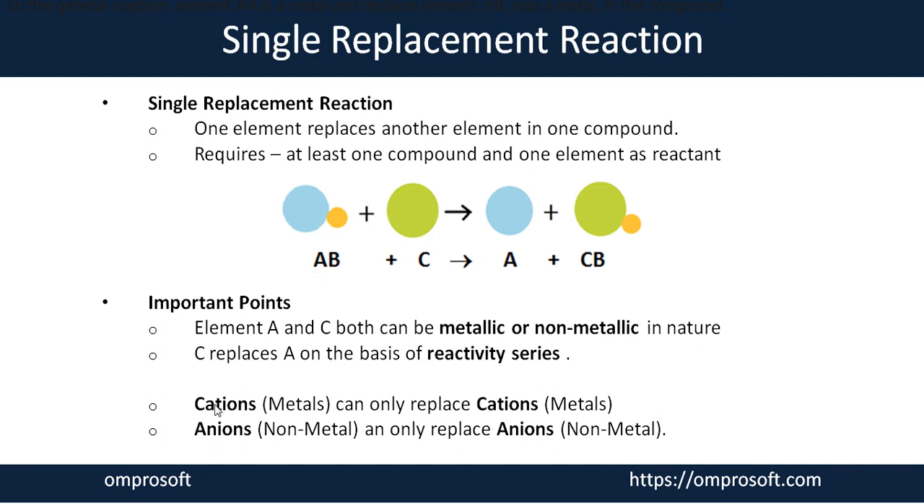Okay, now as I told you, the element that replaces another one should be similar in nature. Both should be metallic or both should be non-metallic. If I say metallic, it means they are cationic, with positive charge. And if I say non-metallic, it means both are anions, with negative charge. Now I'll share some more examples of cation replacement reactions and anion replacement reactions.